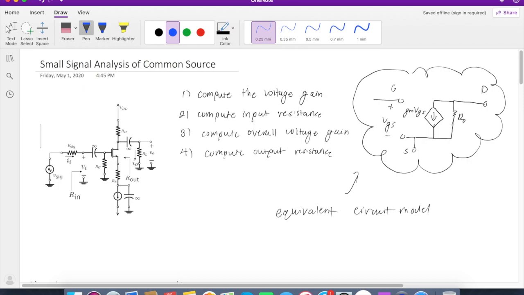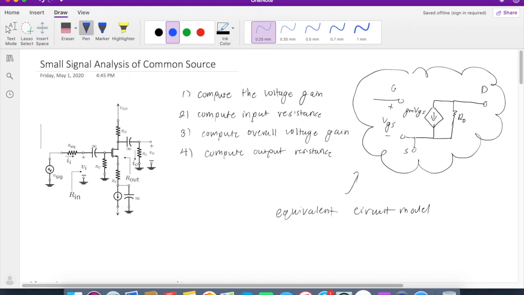Welcome back to the channel, and today we're doing the small signal analysis of the common source MOSFET. So as always, we're going to compute the voltage gain, input resistance, overall voltage gain, and the output resistance. And to the right is the equivalent circuit model. And let's hop right into this.